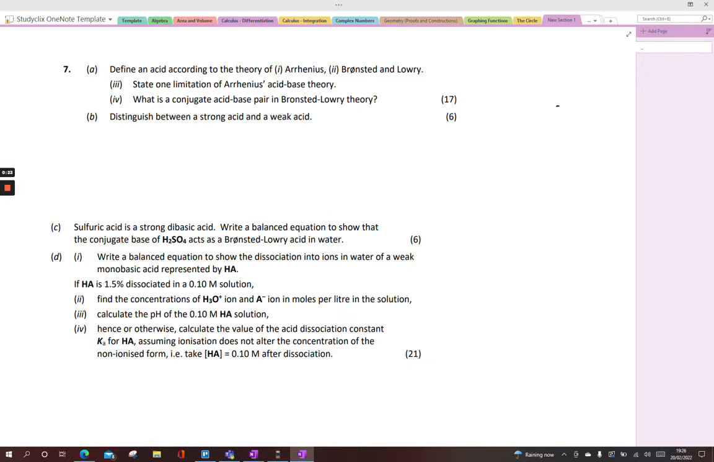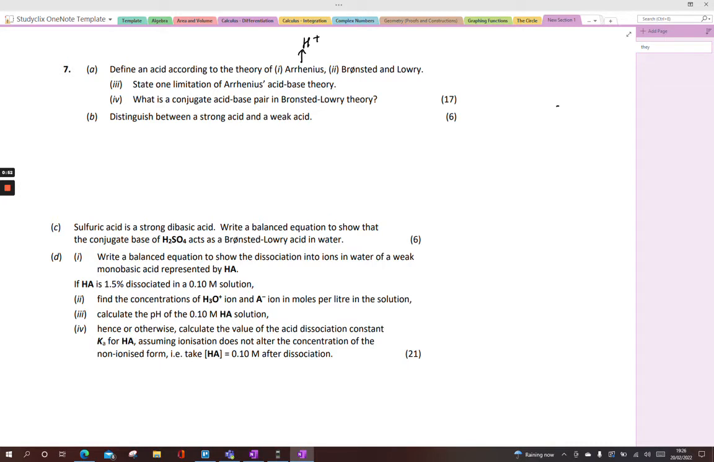An Arrhenius acid is a substance that dissociates in water, forming hydrogen ions, H plus ions or protons if you wish. A Bronsted-Lowry acid is a proton donor. State one limitation of Arrhenius' acid and base theory. So in Arrhenius' theory, his reactions were confined to water. So what you could say there is not all acid-base reactions take place in water.